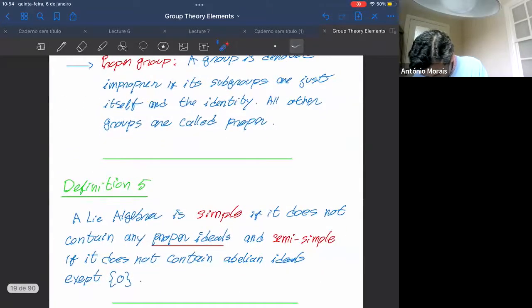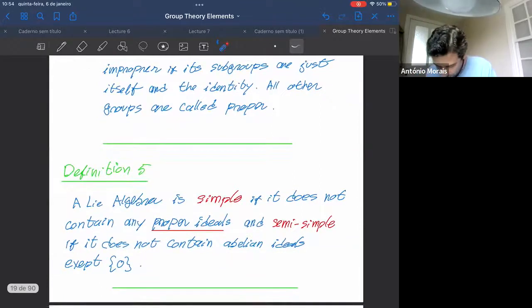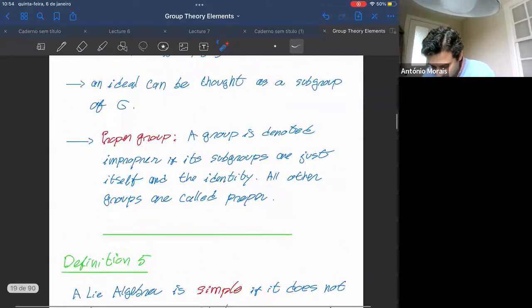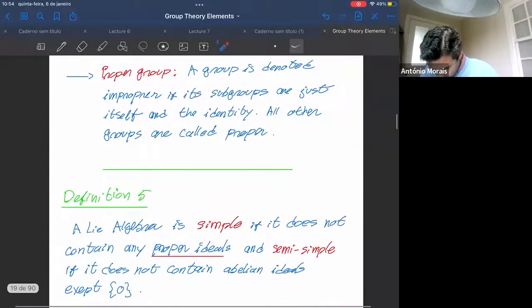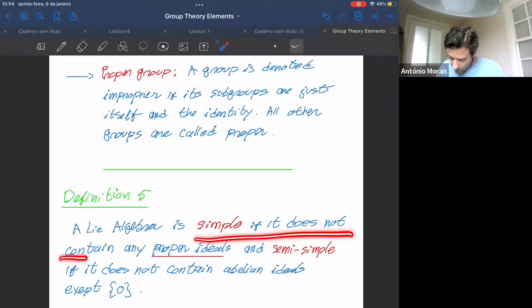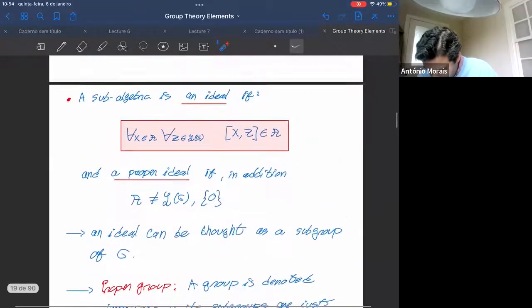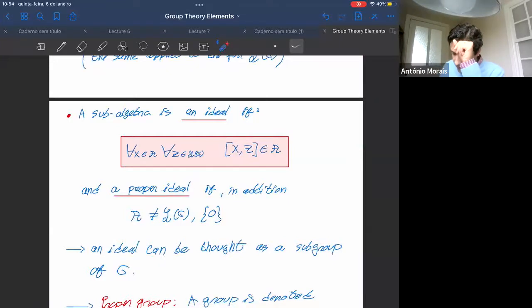Now, another definition is a Lie algebra is simple if it does not contain any proper ideals, and semi-simple if it does not contain abelian ideals except the null element. So this is a definition. And so what we did down there was checking this condition for SU2. So recall that the algebra is simple if it does not contain any proper ideals. And what are proper ideals? An ideal under this circumstance where A is not equal to L.